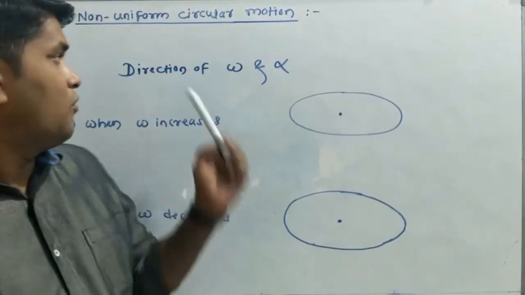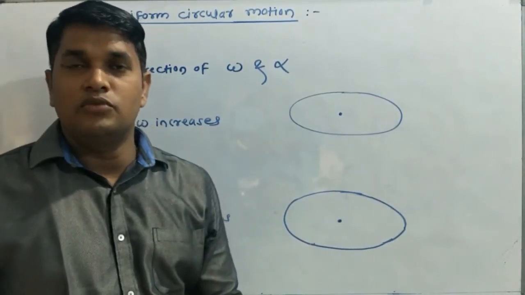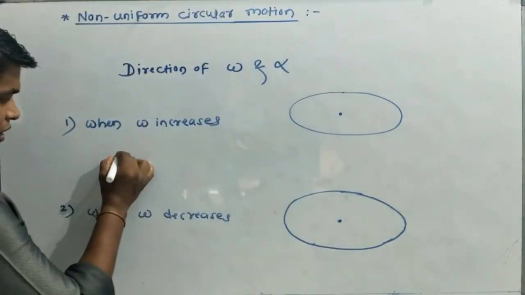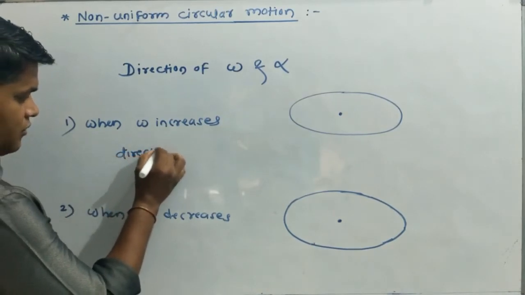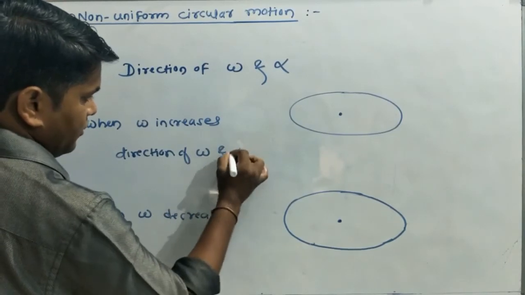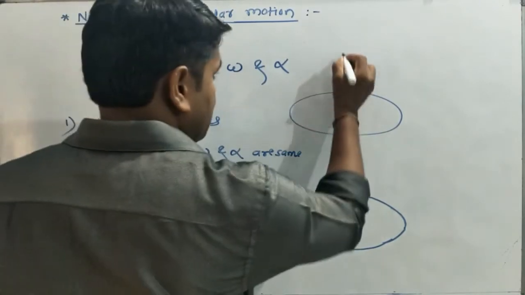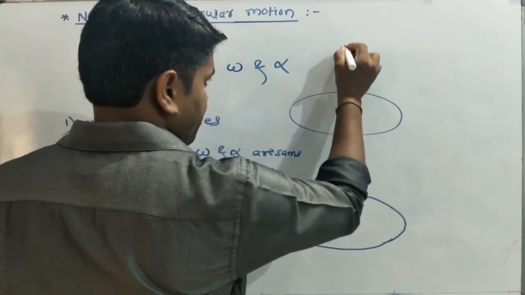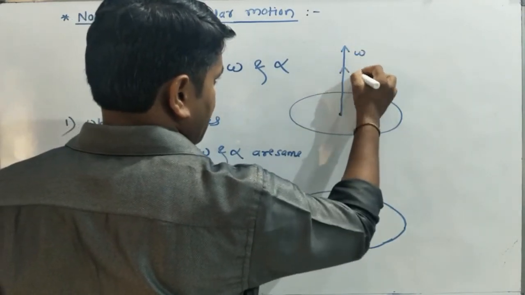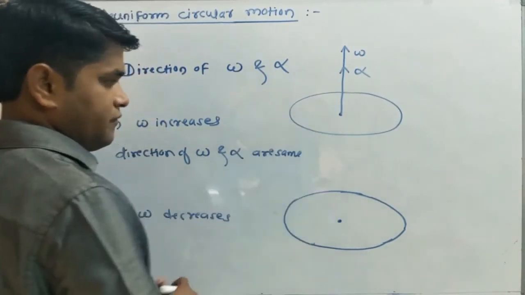Next one, direction of omega and alpha. When omega increases, what does it mean? When we switch on our fan, the direction of omega and alpha, that is angular acceleration, are the same. What will be the direction of both? It will be the same. See this diagram. The direction of omega and the direction of alpha are the same when the fan is switched on.